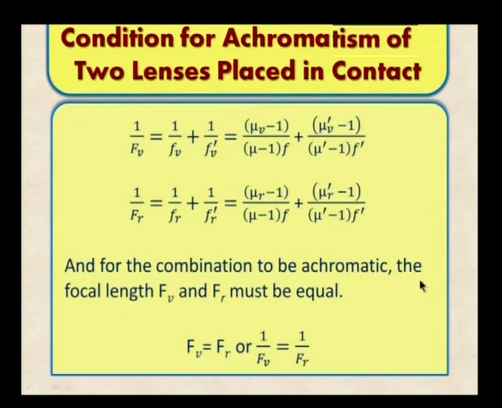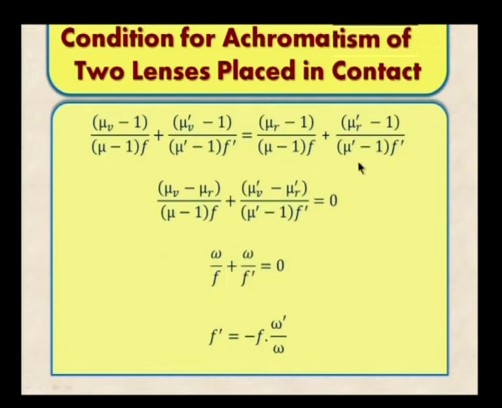For the combination to be achromatic, the focal lengths Fv and Fr must be equal, that is what I told you, or 1 by Fv will be equal to 1 by Fr. So, whatever you got for 1 by Fv and 1 by Fr should be made equal to one another. That means you have to equate the right hand sides. So, when you equate the right hand sides, you get mu v minus mu r by mu minus 1 into f plus mu v prime minus mu r prime by mu prime minus 1 into f prime is equal to 0. That is the condition for an achromatic doublet.